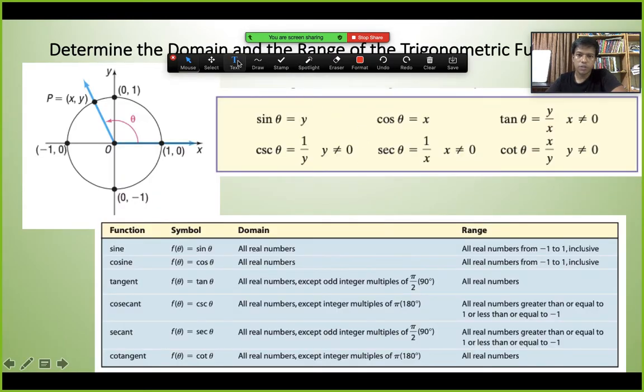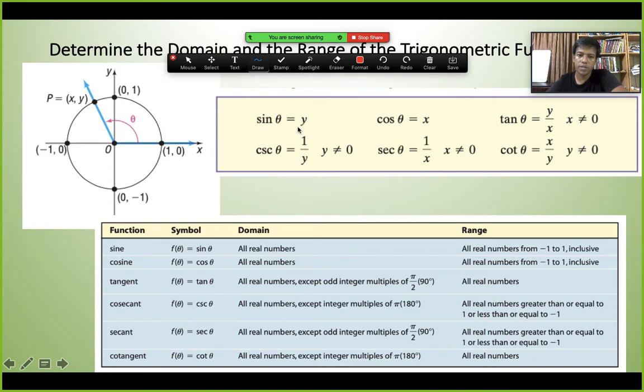Now this is about the domain and range of the trigonometric functions, taken from the book. This page is also in the book. This is just to build the concept about the domain and range of the trigonometric functions. As you know, the domain is the possible input and the range is the output. Domain is the input, range is the output of the function.